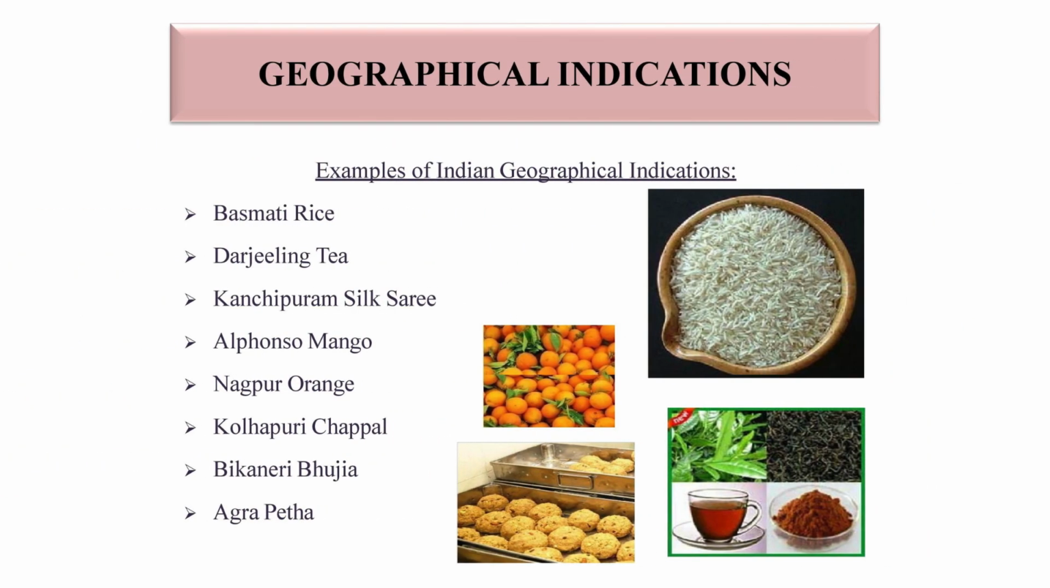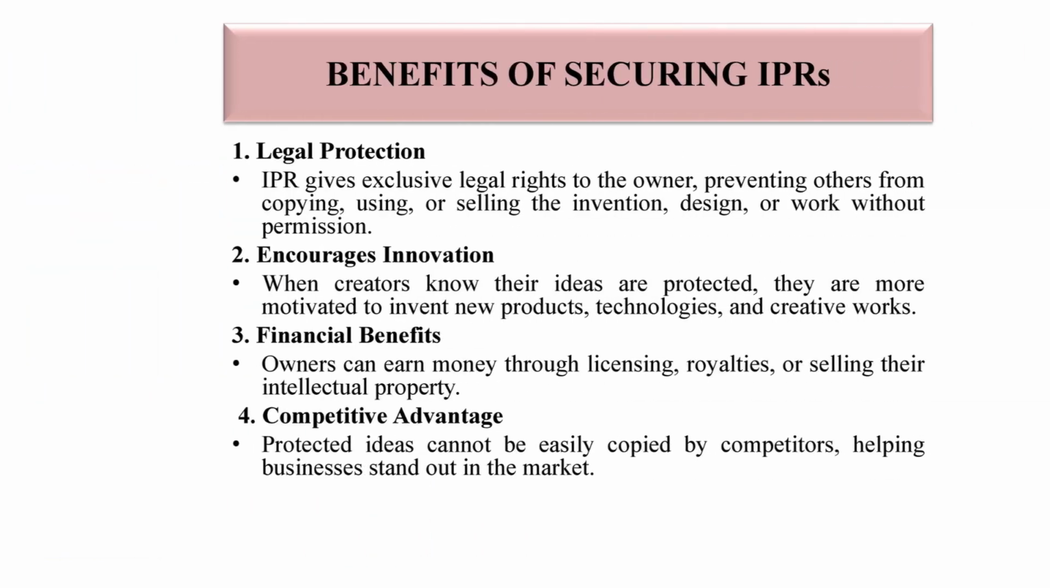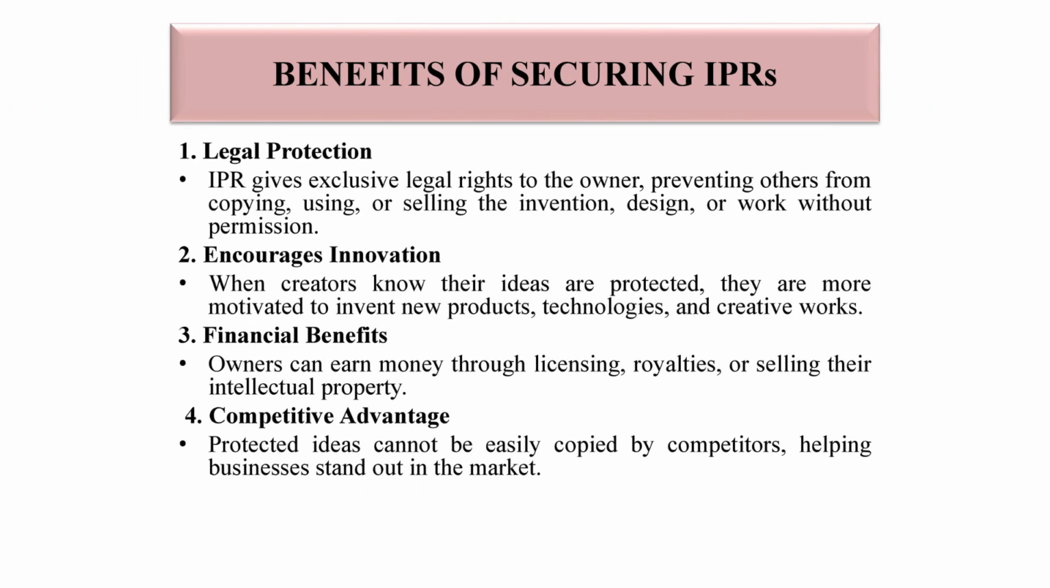Indian geographical indications: Basmati rice, Darjeeling tea, Kanchipuram silk sari, Alfonso mango, Nagpur orange, Kolhapuri chapal, Bikaneri bhujia, Agra peta. This is one of the most important concepts in this chapter. Examiners frequently ask you to list GI-tagged products, so try to remember at least 4 or 5 of these examples. This brings us to benefits of securing IPRs.